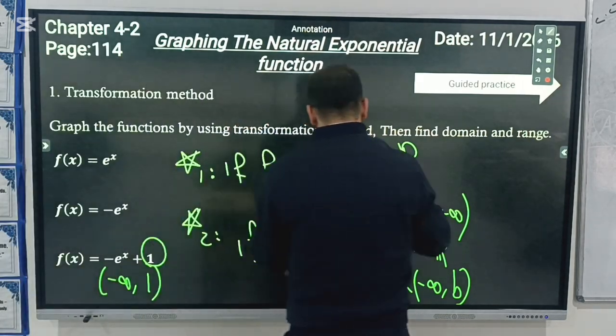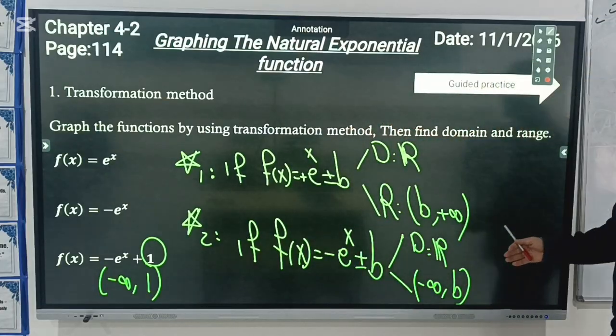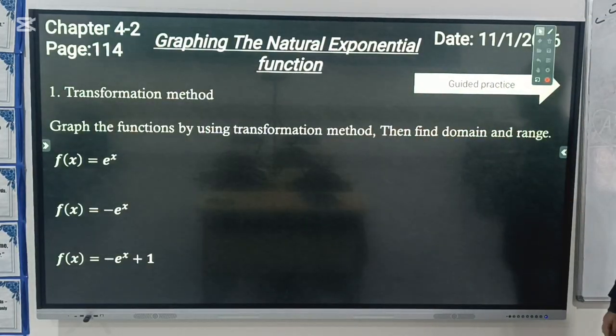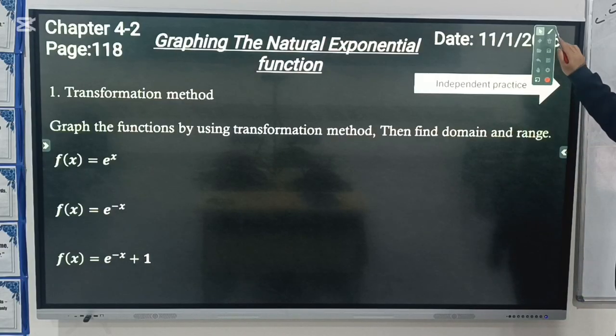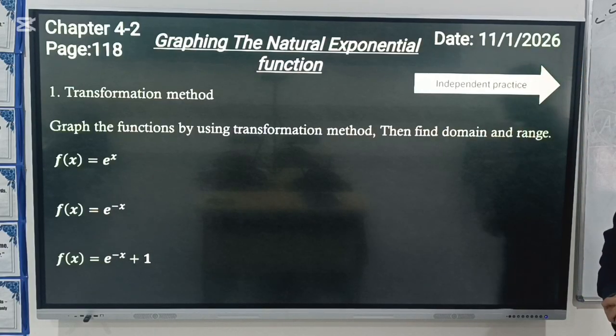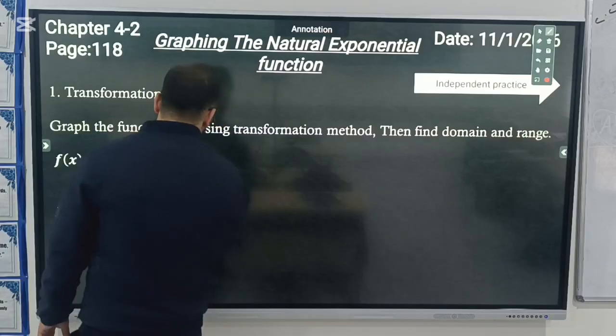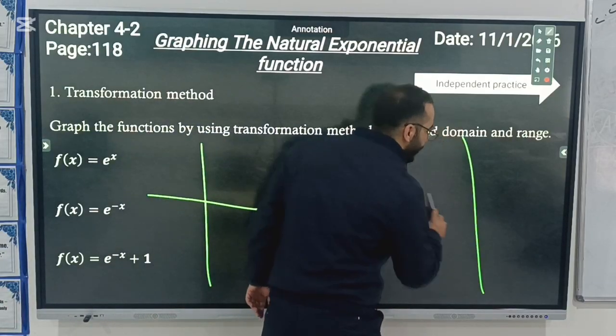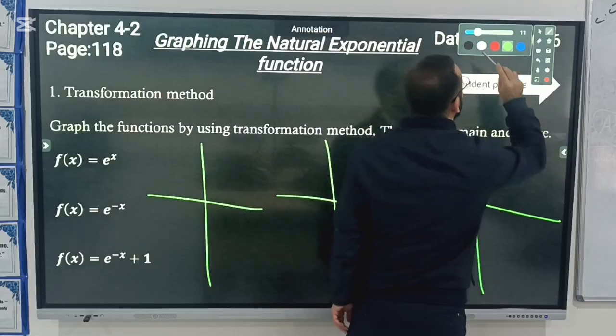All right, so based on these 2 notes, I hope that you note them down in your notebook and take care of them during the questions. So right now, the next slide, again, we have got 3 different questions. So we need 3 coordinate planes. Okay. All right, so let's just go one by one.